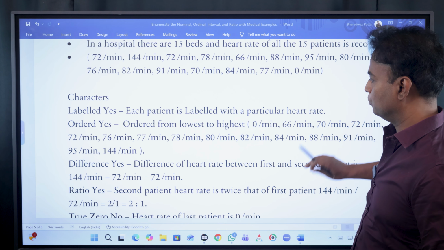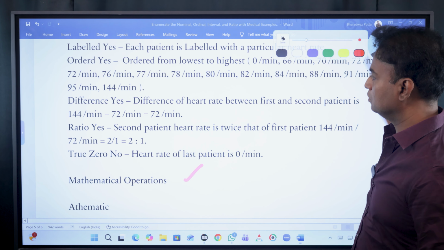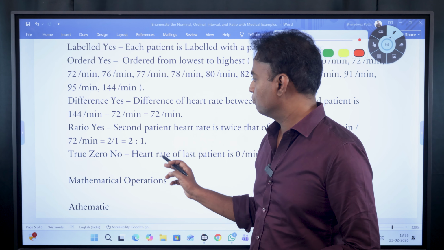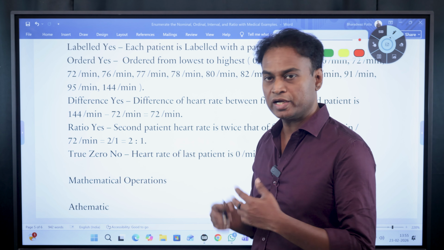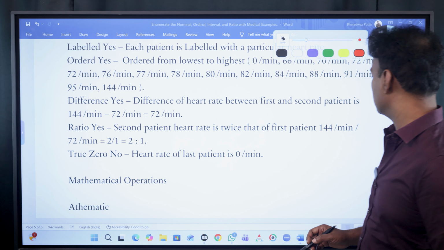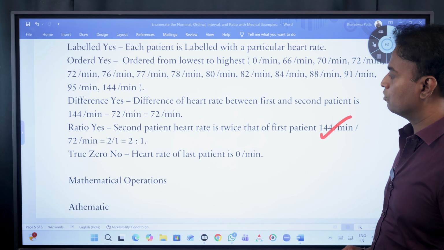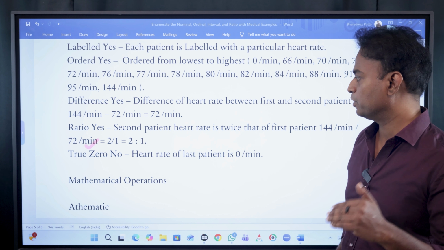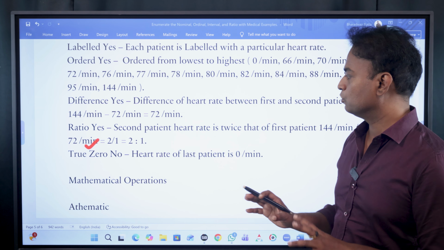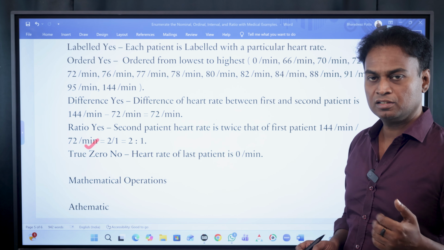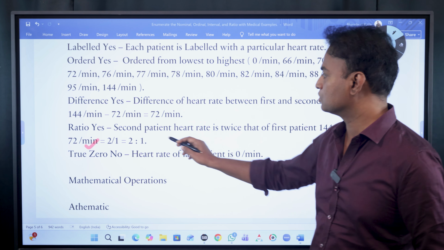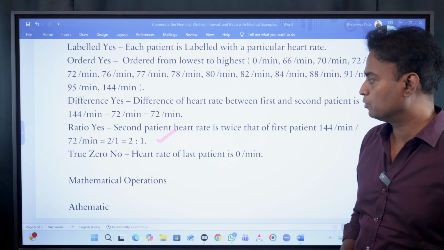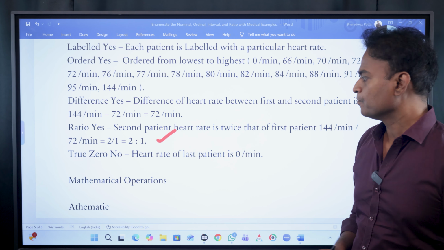And coming to ratio, can you find the ratio? Yes, the heart rate of the second patient is twice that of the first patient. What is the heart rate of the second patient? 144. Heart rate of the first patient? 72. If you divide 144 by 72, it is 2. The ratio is 2:1. Here the ratio is also valid because it has true zero.